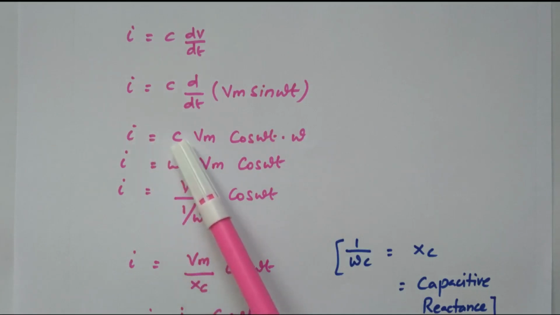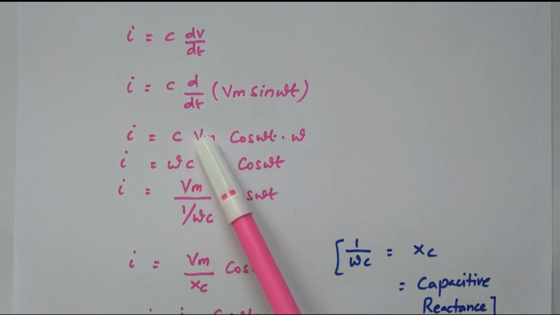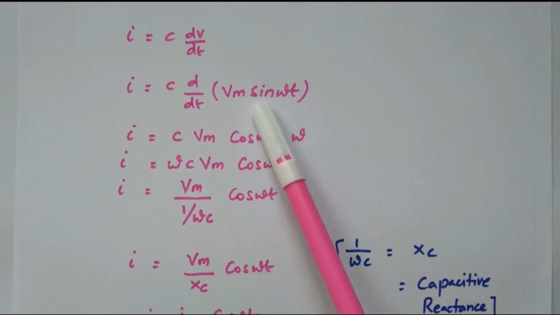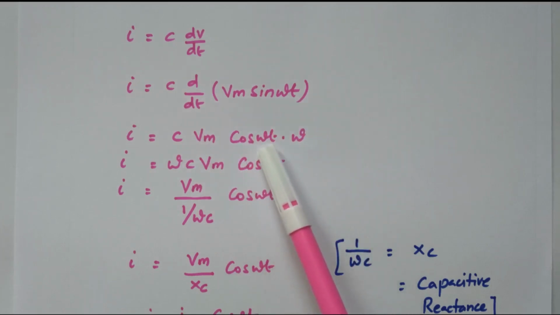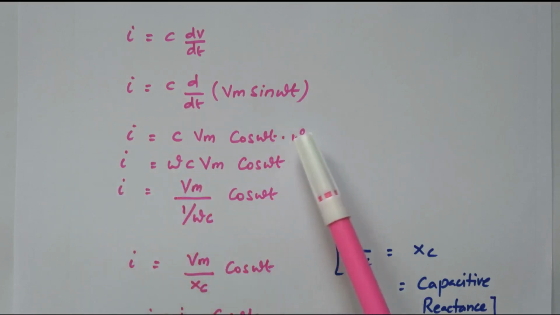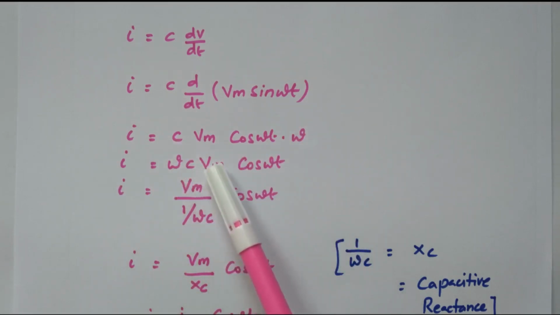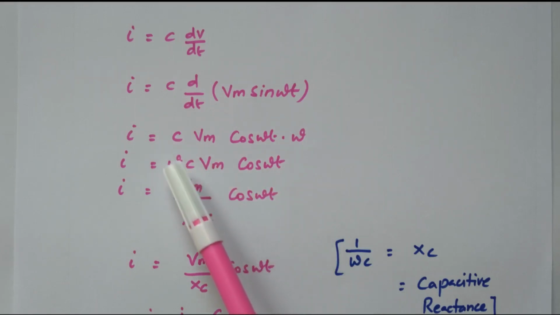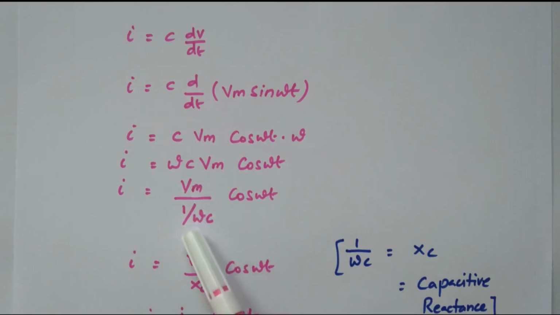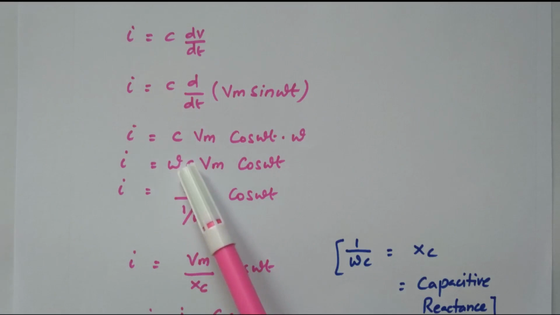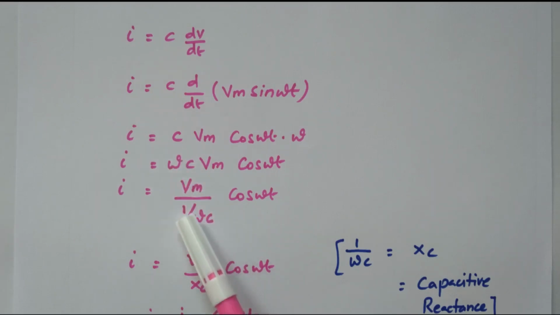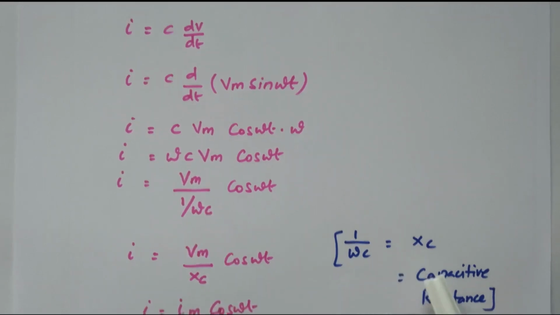So I equal to C, and this Vm is constant, so we take it outside. The differentiation of sin omega t is cos omega t into omega. So I equal to omega C Vm cos omega t. Now this omega C is brought to the denominator, so 1 divided by omega C. So this 1 divided by omega C is nothing but Xc.